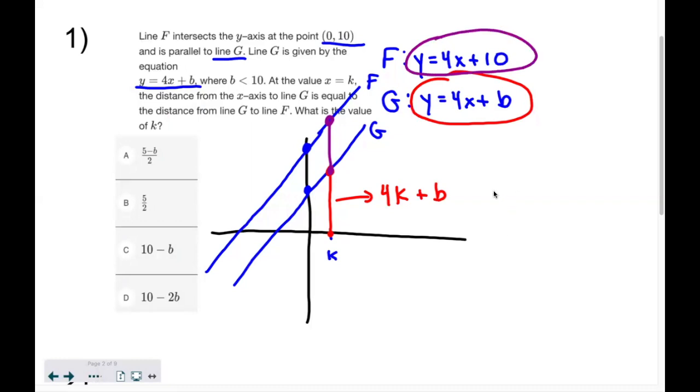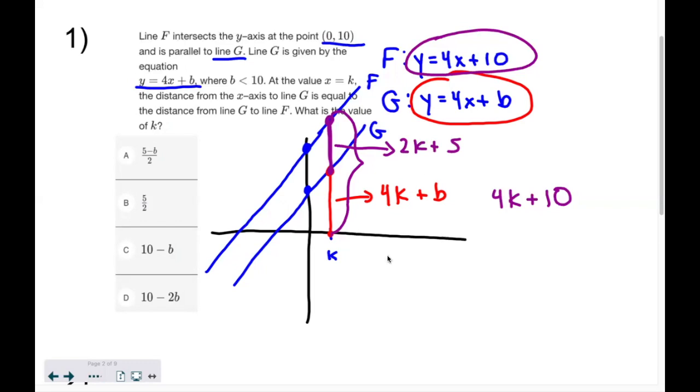And then if I also plug k into this one, that's going to give me 4k plus 10. But that is this whole distance. That is going from k all the way up to here. But this is really just half of that distance. So this distance here, the purple distance, is just half of this. So that's 2k plus 5. I said this is a really hard problem. So this one is quite a lot of work.